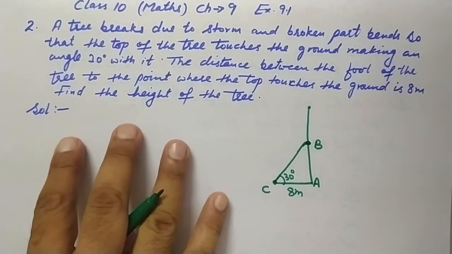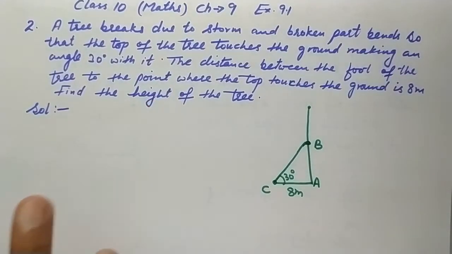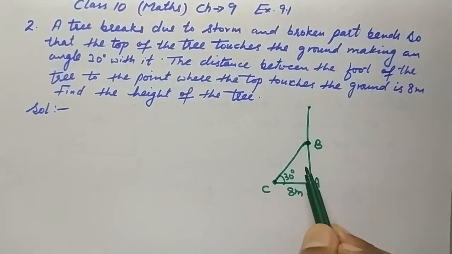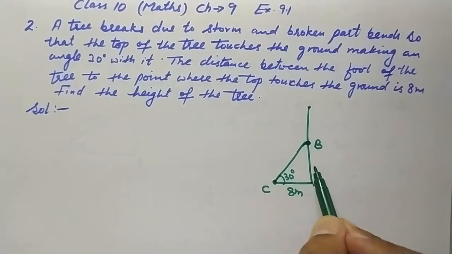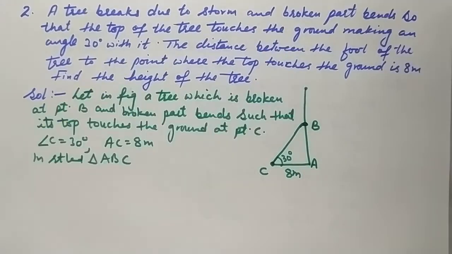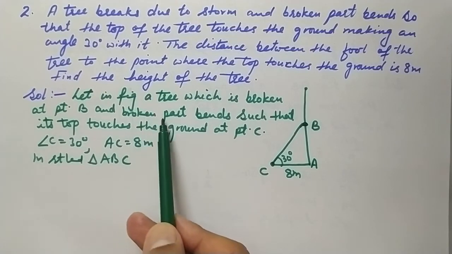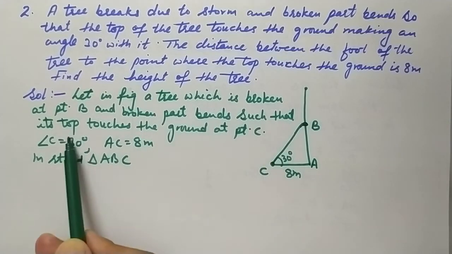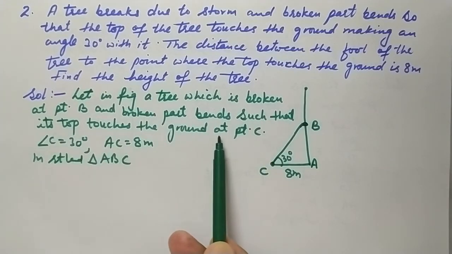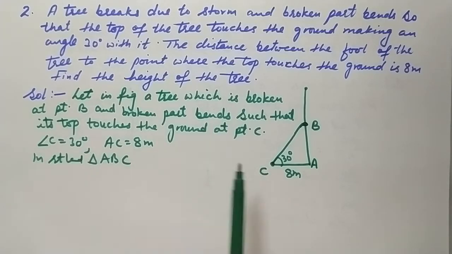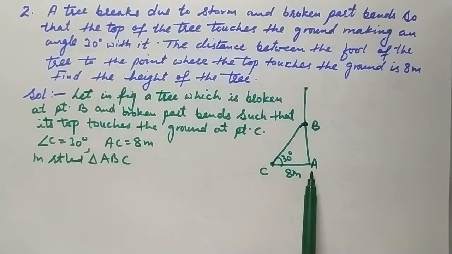So first of all we'll explain the figure here, and then we'll take out the T ratios in this right angle triangle, and one by one we'll find out AB, then BC, then we'll add these two. So let's start. It's written here: in the figure, a tree is broken at point B and the broken part bends such that its top touches the ground at point C. Here angle C is 30 degree given, AC is 8 meter given.